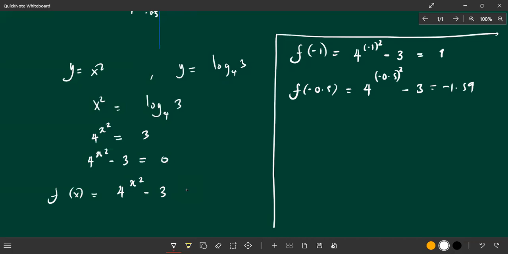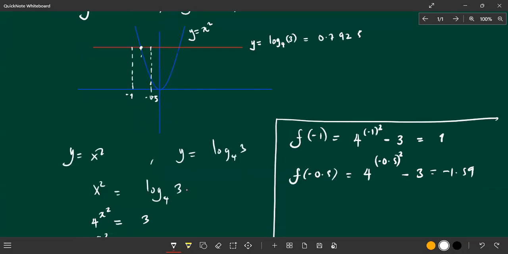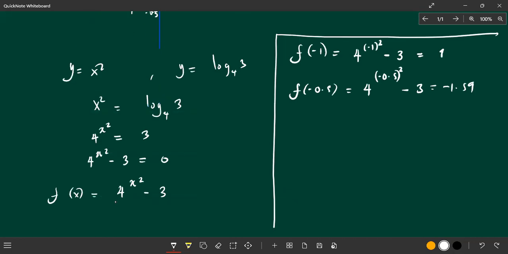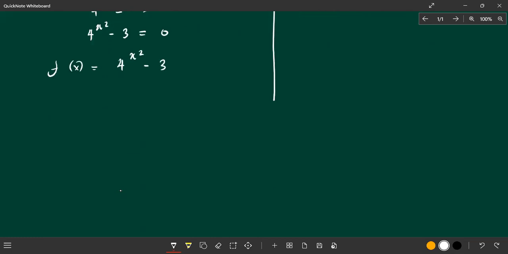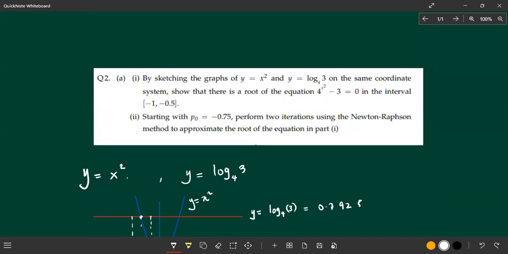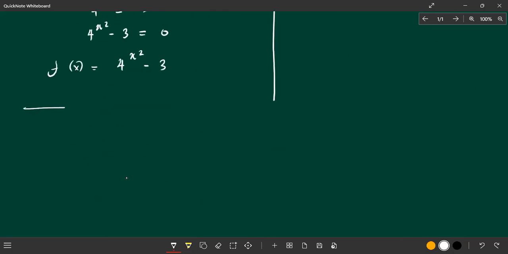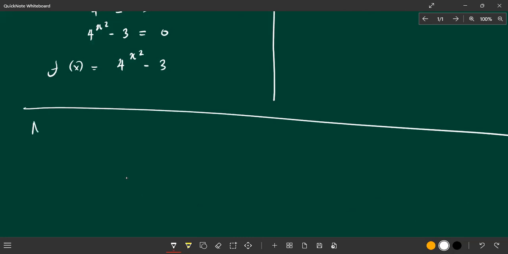Okay, so the next thing is to do what? No, actually, I've already shown that. So part 2 says we need to do the iteration using Newton-Raphson method. That's for part 2. We are given the initial approximation: P0 equals 0.75. So for the second part, we have to use Newton-Raphson method.